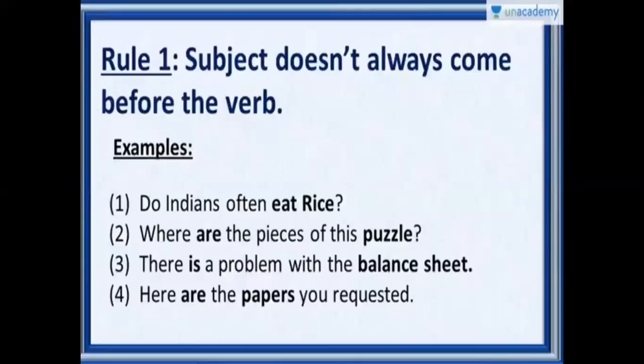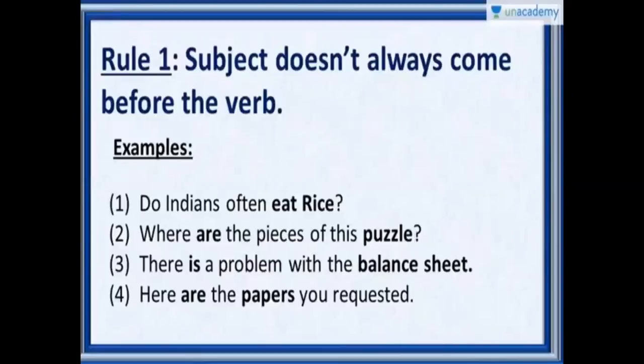Do Indians often eat rice? Okay. Now here, when you pose a question, what do Indians often eat? Rice. Okay. Next, where are the pieces of this puzzle? Subject doesn't always come before the verb. It can be even after the verb also, right?